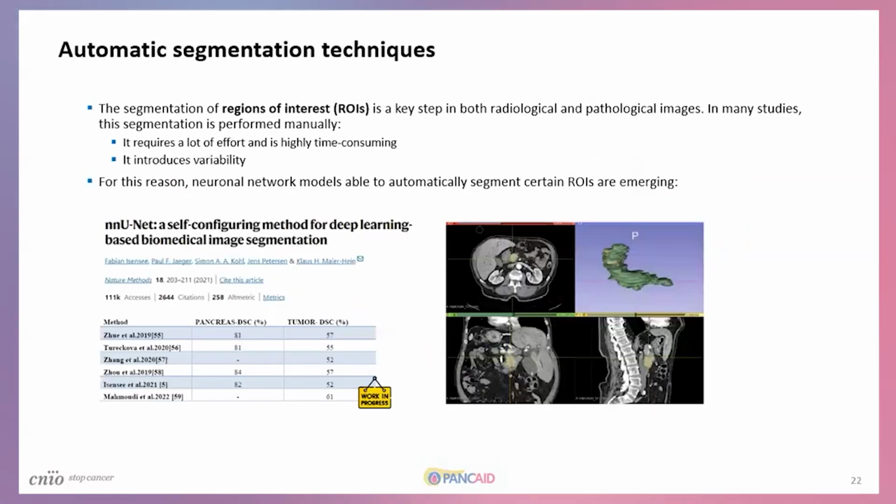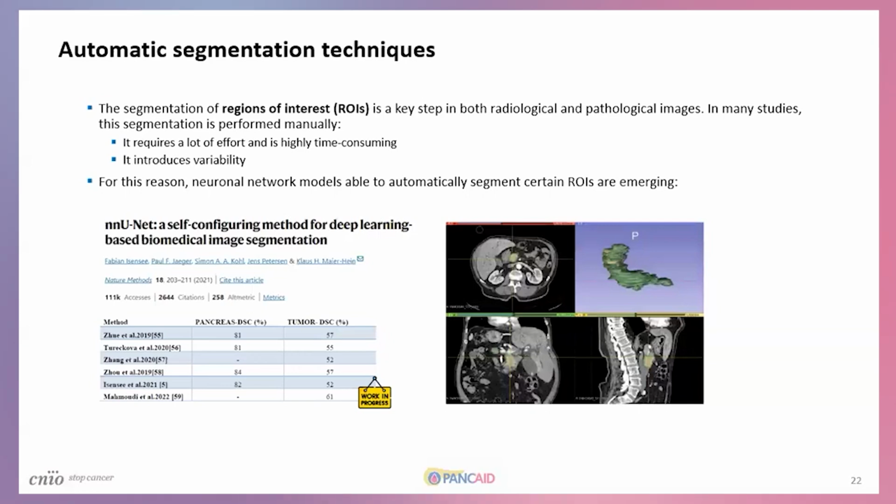One of the most crucial steps is to define our region of interest, what we want to extract. So here it's the tumor annotation, the segmentation, and we want to delineate our region of interest. The thing is, delineation of the region of interest is usually done manually, and we need to change that because it's very time consuming. It requires a lot of effort and introduces variability, the human variability. For this reason, neural networks can also allow us to do this segmentation automatically.